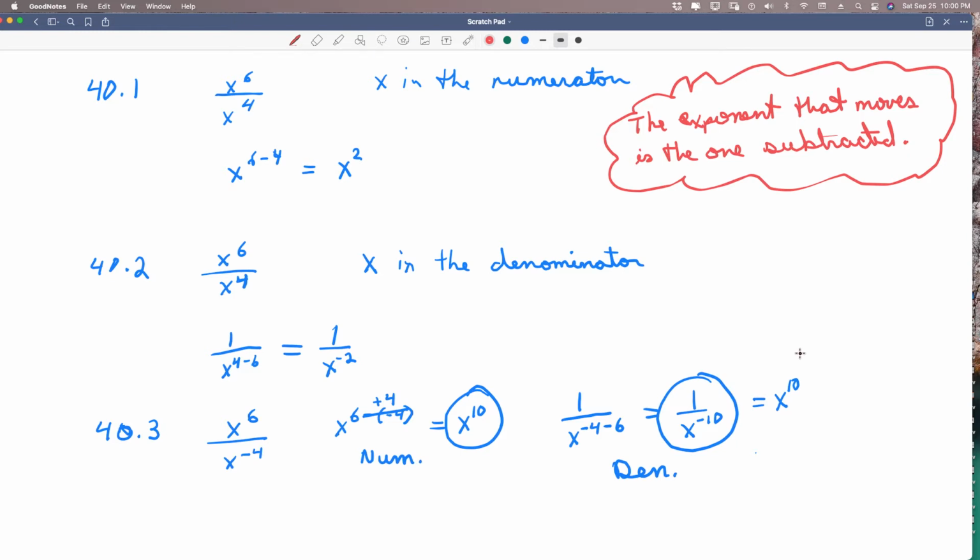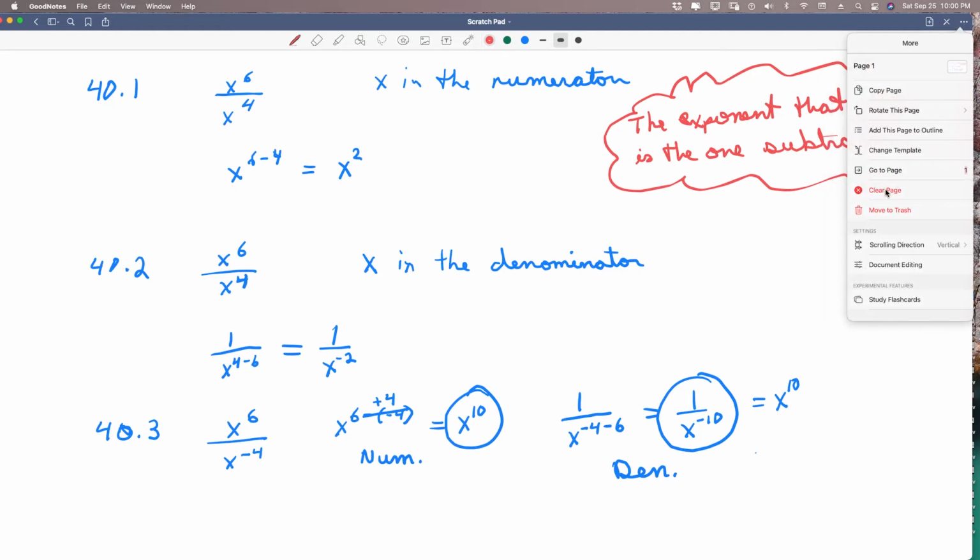All right, let's see what else we have in lesson 40. Oh, we have a couple of other illustrations, so let's do those. Those should be pretty quick. So we have 40.4, and this one says x to the negative a over x to the b.